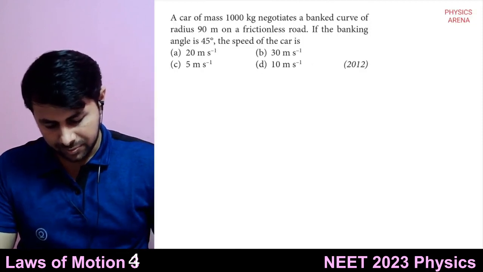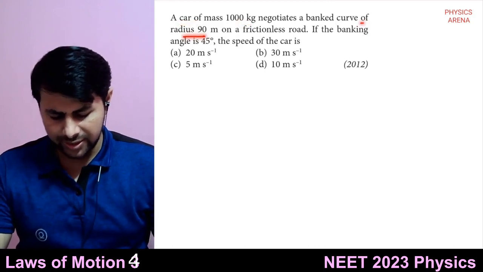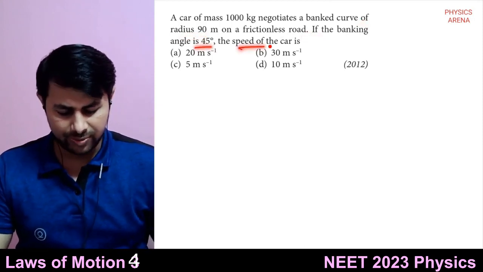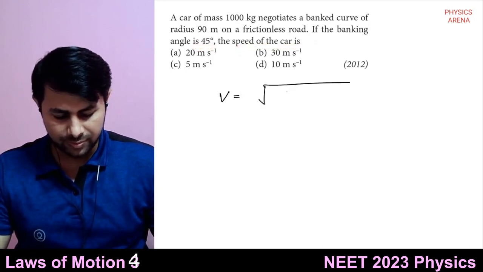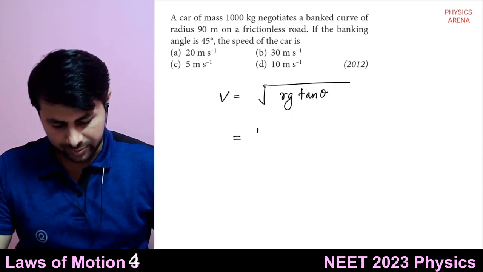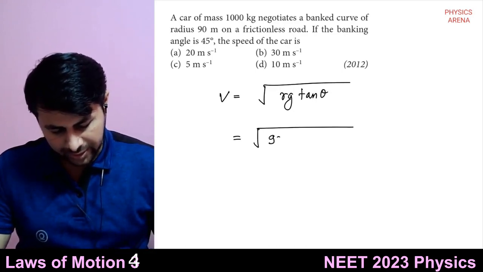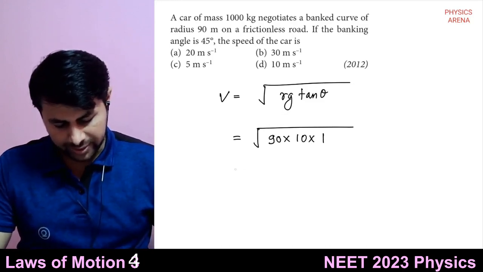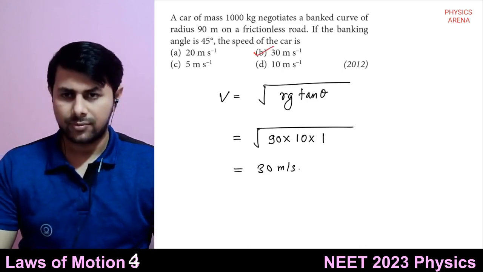Right. Next question. A car of mass 1000 kg negotiates a banked curve of radius 90 meters on a frictionless road. If banking angle is 45 degrees, the speed of car is. Very straightforward. V is equal to square root of R g tan theta, if friction is 0. So let's put the values. What is R? It's 90. G is 10. Tan of 45 is 1. So it is square root of 900, 30 meters per second. Option B. Okay.